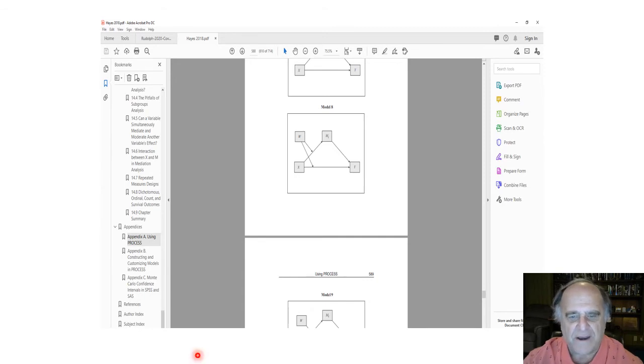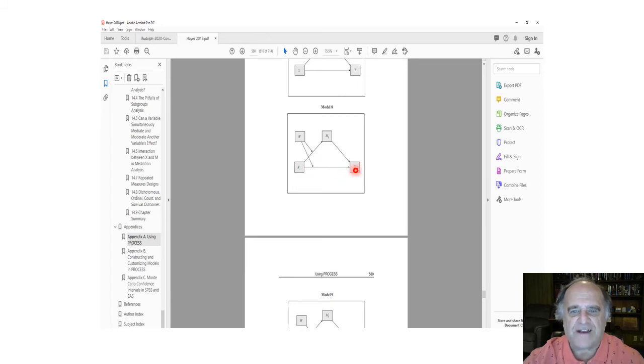So if you look at Model 8 here, you can see X has a direct effect on Y. X has an indirect effect on Y through M, which is mediation. But then the effect of X on M is moderated by W, and the effect of X on Y is moderated by W. So let me repeat that.